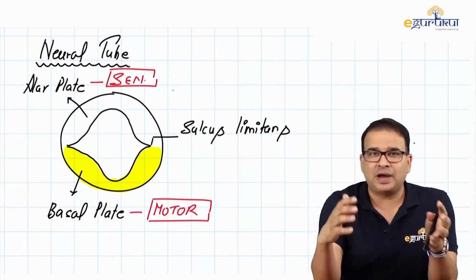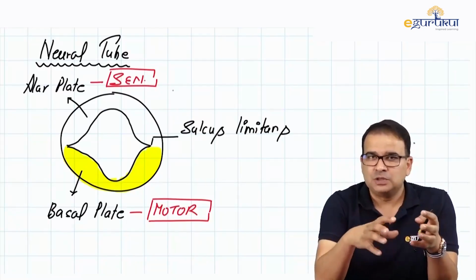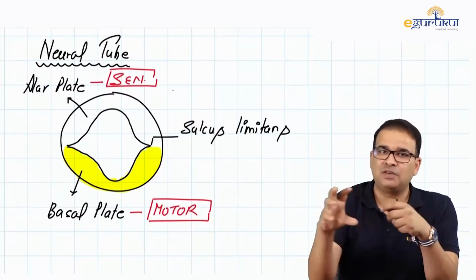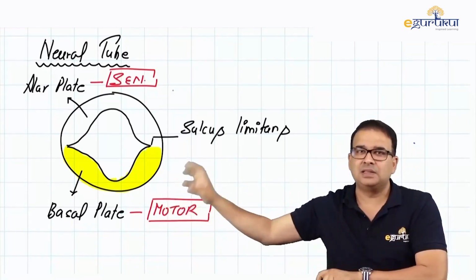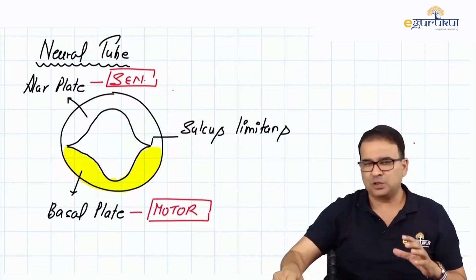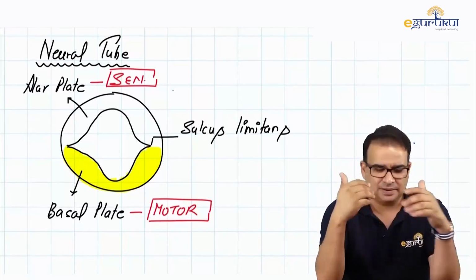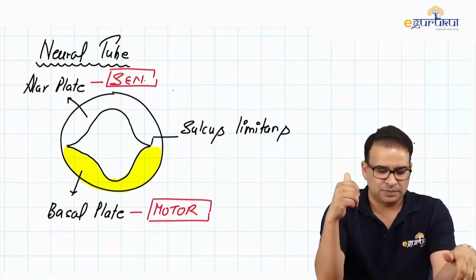Nuclei, I'm saying plural, trigeminal nuclei. As we know, trigeminal nerve is a mixed nerve. So that means some part of the trigeminal nuclei will develop in the basal plate and some part will develop in the alar plate. We'll see that subsequently. So I hope you understood the concept of alar and basal plate and how they are divided by the sulcus limitans, and which one is sensory and which one is motor.